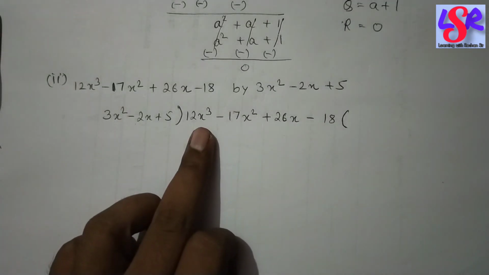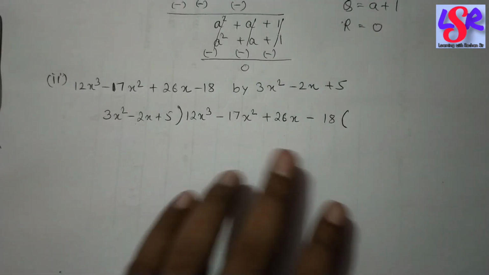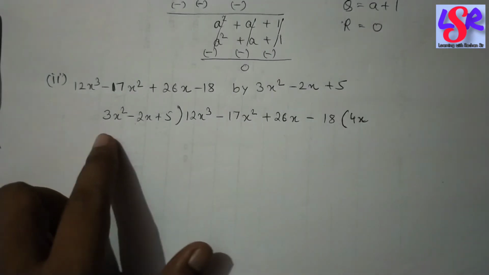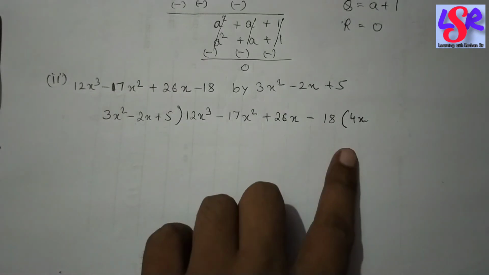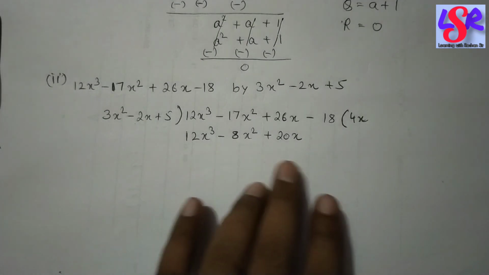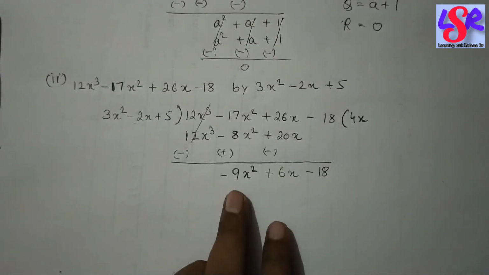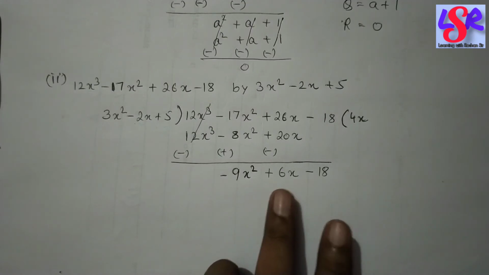And here we see on multiplying 3 by 4x, we get this one. Now we'll multiply all of the 3 terms by 4x and I'm going to write over here. Then we'll change the signs of the second terms, and on subtracting we get minus 9x square and then plus 6x, and this minus 18 is copied over here.